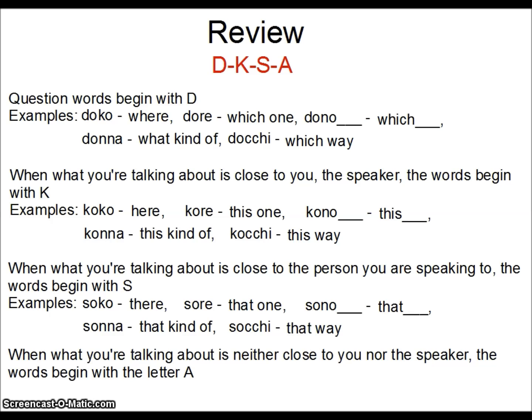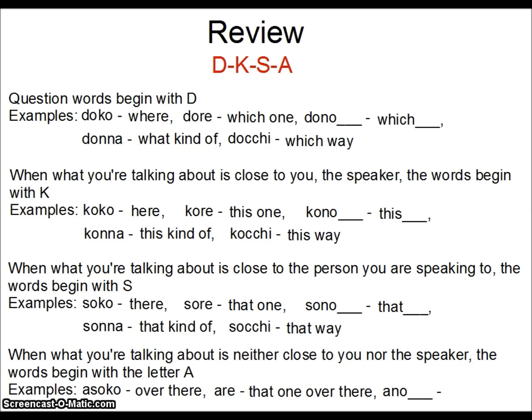Finally, when what you're talking about is neither close to you nor the person you're speaking to, then the word begins with the letter A, such as asoko, over there, are, that one over there, ano blank, that blank over there, anna, that kind of blank over there, or achi, that way over there.